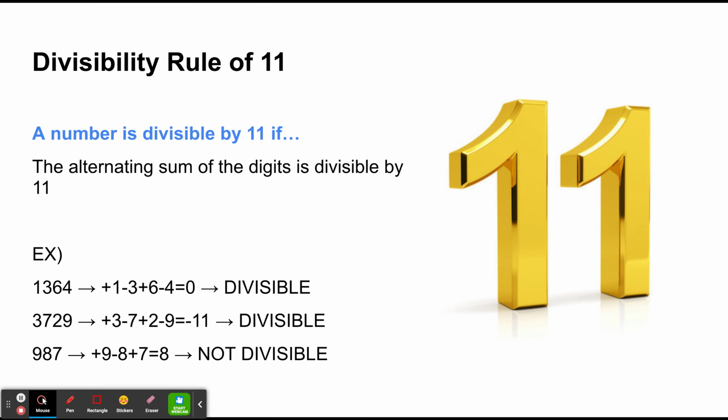Next, 3729: plus 3 minus 7 plus 2 minus 9 equals -11, so that is also divisible. And the last example: plus 9 minus 8 plus 7 equals 8. So this is not divisible by 11.